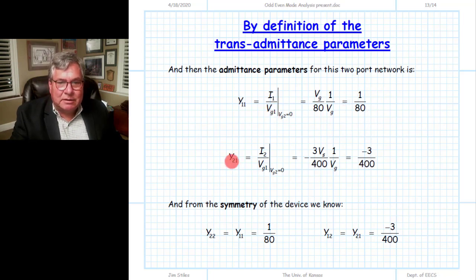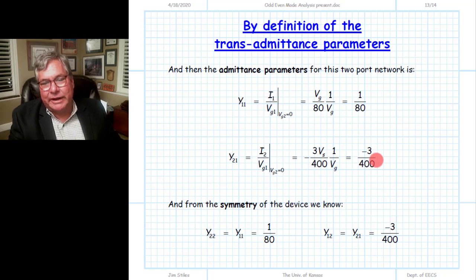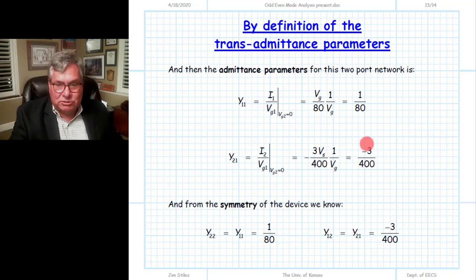Likewise, the admittance parameter y21 is equal to the current at port 2 when the voltage at port 2 is equal to 0. Take that current divided by the voltage at port 1, and that gives us our transadmittance parameter. And notice that in both cases, this is a value independent of VG, as it must be. Again, if you still have the source voltage in your answer, then you don't have an answer at all. So here are two parameters, y11 and y21. This is half of our admittance matrix.